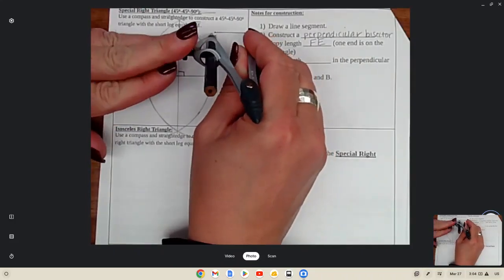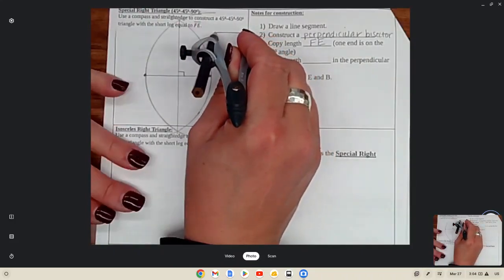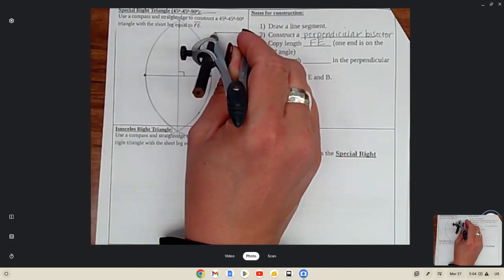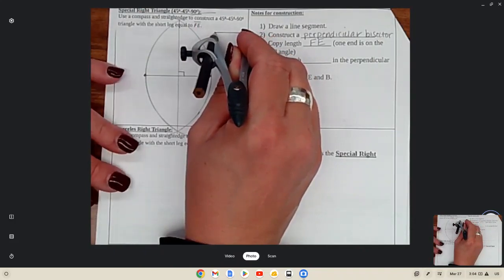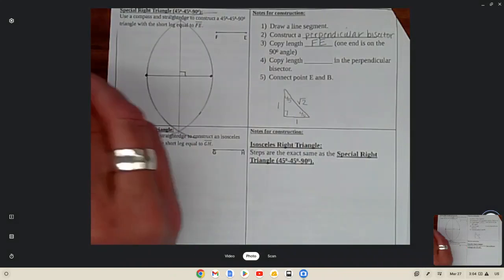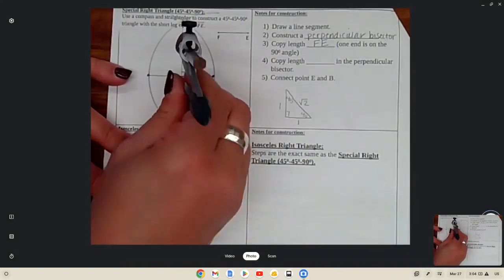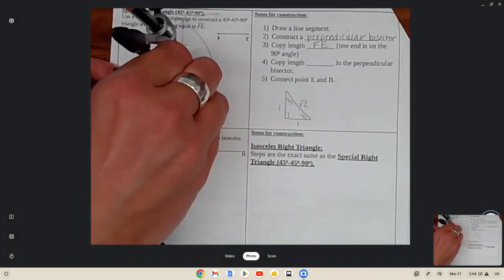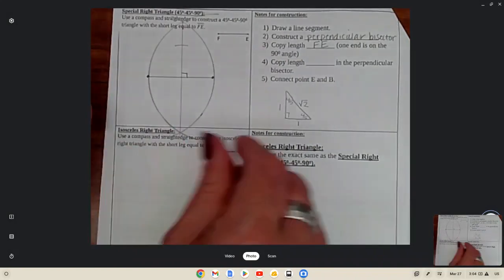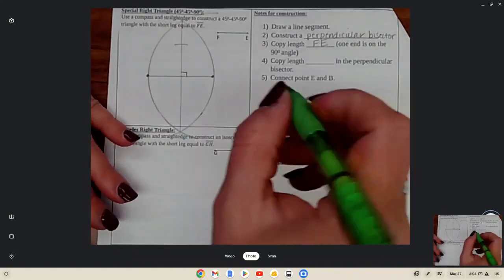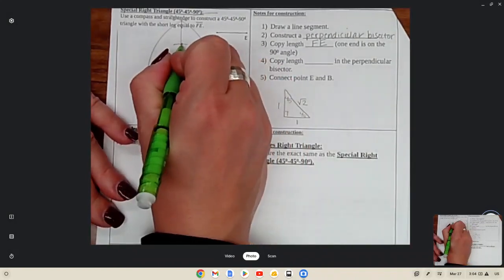So open this up here. And again, it doesn't matter if you start on the vertical or the horizontal. It does not matter. Okay, this time I'll start on the vertical. Last time I started on the horizontal. So there's one unit, right? How about I call that point E?